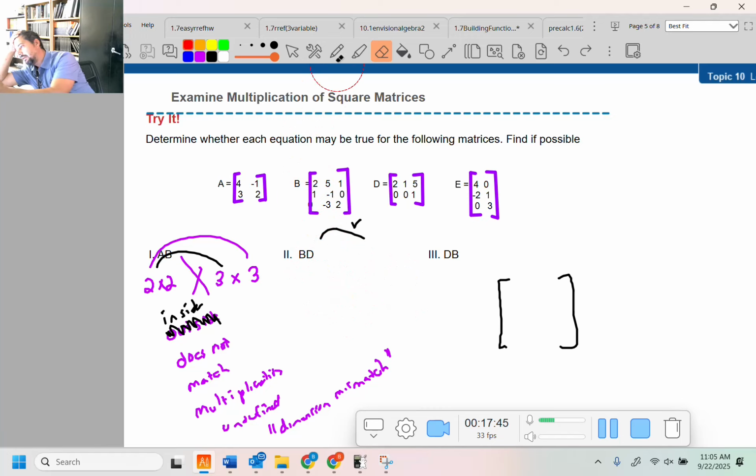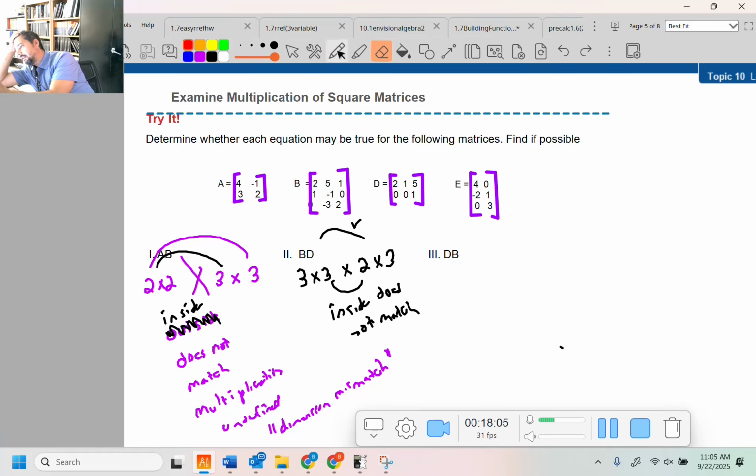I know we can do part 3, but B is a 3 by 3, and D is a 2 by 3, right? 2 rows, 3 columns. So the inside does not match. Cannot be done. All right, D times B. D is a 2 by 3, and we're seeking to multiply it by B, which is a 3 by 3. So here we go. This is defined because the insides match. The result is a 2 by 3.